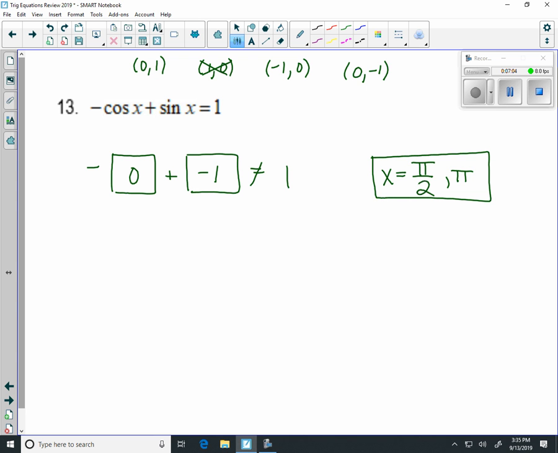So here are your two solutions, and these look really weird to me typing. Pi over 2 and pi. And they are not pi apart. So you're going to do plus 2 pi k for both.